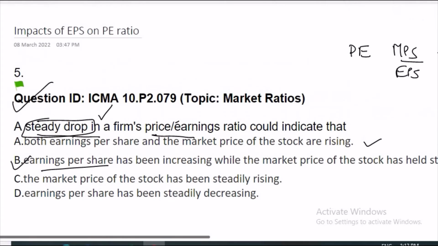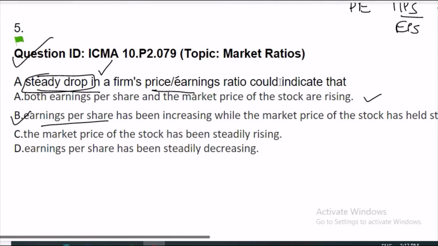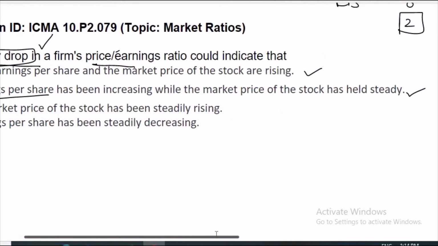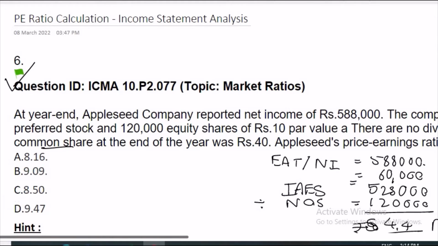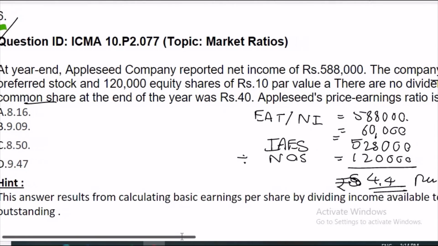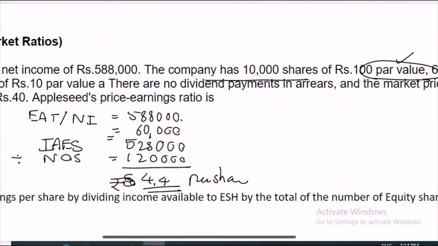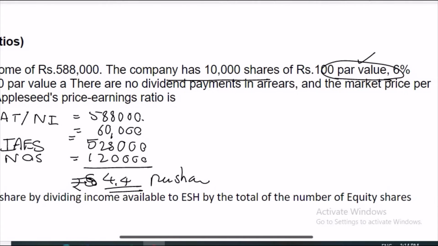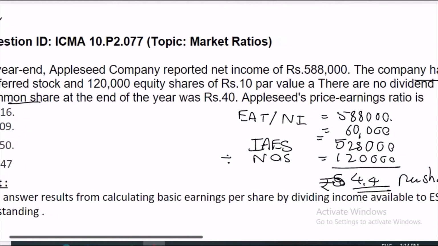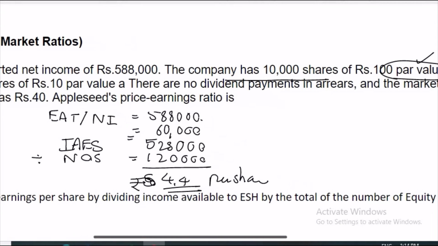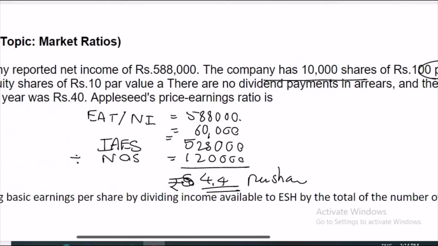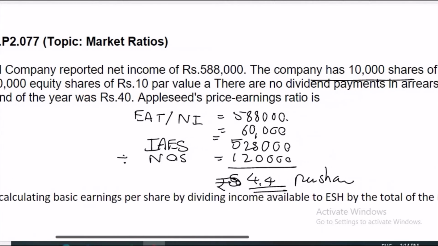Back to P/E question. A steady drop in the firm's price earning ratio could indicate that the basic earnings per share has increased while the market price has held steady. Now the P/E ratio calculation. Reported net income of rupees 5,88,000. The company has 1,000 shares added par value. 6% of the preferred stock is 1,20,000, equity shares of rupees 10 par value, and there is no dividend payment in the arrears. The market price per share of common shares at the end of the year is rupees 40.